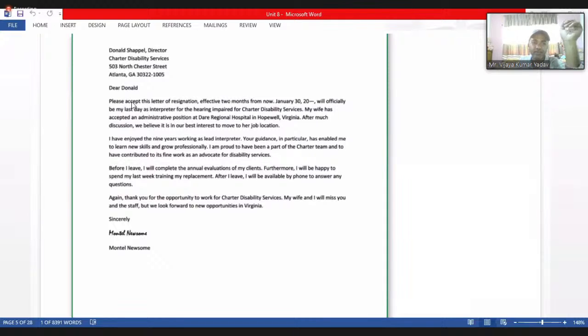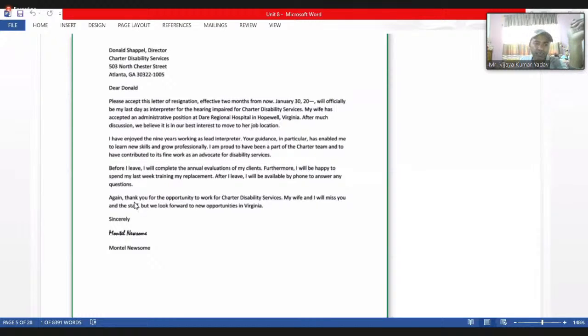It's so sweet, right? So the reason is given why the person is resigning from the job: because his wife has a different job location. Due to that, the person is resigning from the job. So the reason is given in the first paragraph. Then in the second and third paragraphs is your positive feedback. In the third paragraph, if some work is left to do, you mention that you will complete that also. Then again in the last paragraph you can give thanks like this. It has been written in a very effective way, and you will follow the same.